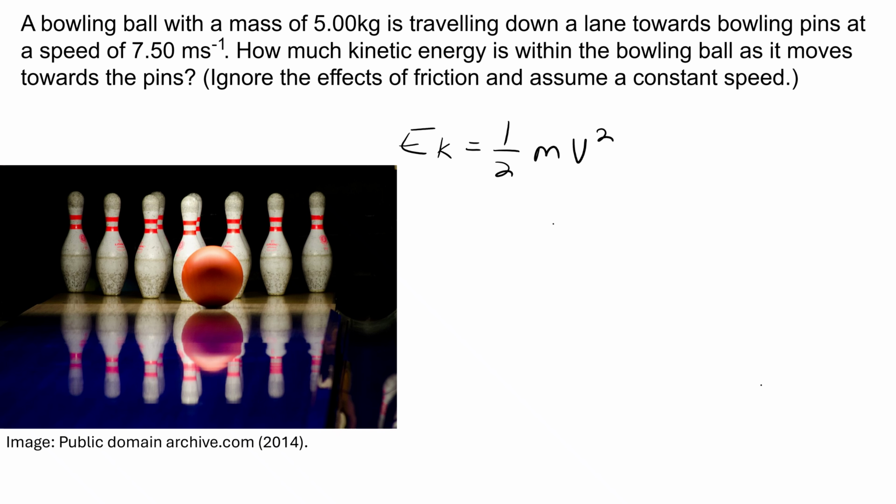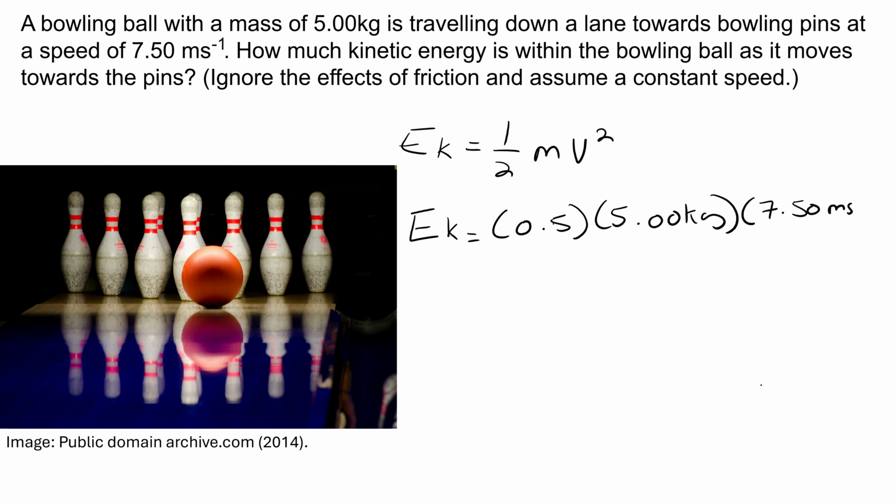Okay, so to calculate the amount of kinetic energy within the moving bowling ball, we take a decimal value of 0.5, which represents 1/2. We multiply that by the mass of the bowling ball, which is 5.00 kilograms. Multiply that by the speed at which it is traveling, 7.50 meters per second, but we square that value for the speed, so it'll be 7.50 squared. And we put that into a calculator, we get an answer of 140.625 joules, because joules is the unit we need to represent kinetic energy.